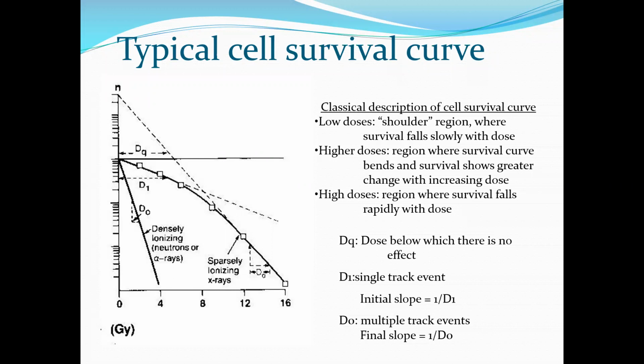Okay. Now, D1 and D0. D1 is the cell kill or event during the shoulder, and D0 is during multiple tracks or the final slope. Okay.